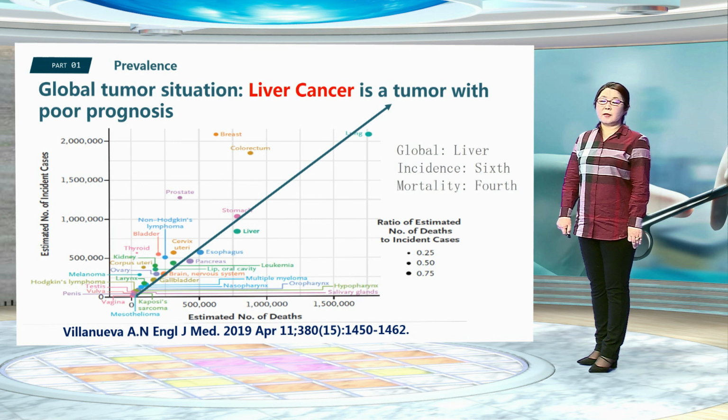Among all kinds of malignant tumors, the incidence is 6. And mortality is 4. So, liver cancer is a tumor with poor prognosis.